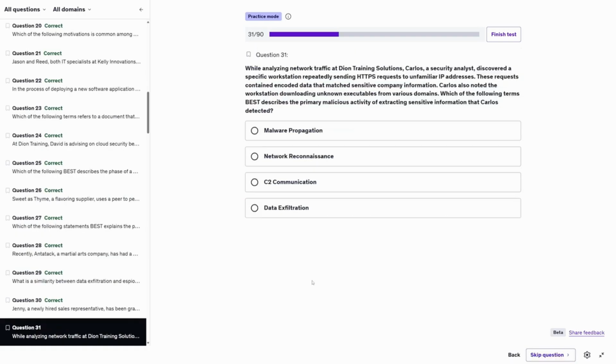While analyzing network traffic at Dion Training Solutions, Carlos, a security analyst, discovered a specific workstation repeatedly sending HTTPS requests to unfamiliar IP addresses. These requests contain encoded data that match sensitive company information. Carlos also noted the workstation downloading unknown executables from various domains. Which of the following terms best describes the primary malicious activity of extracting sensitive information that Carlos detected?